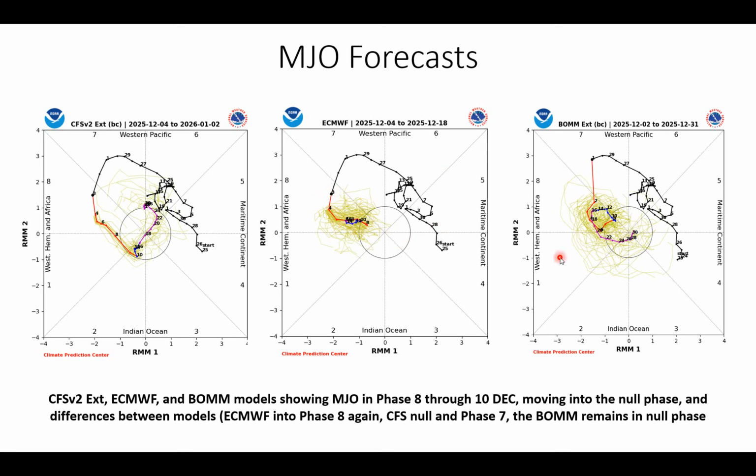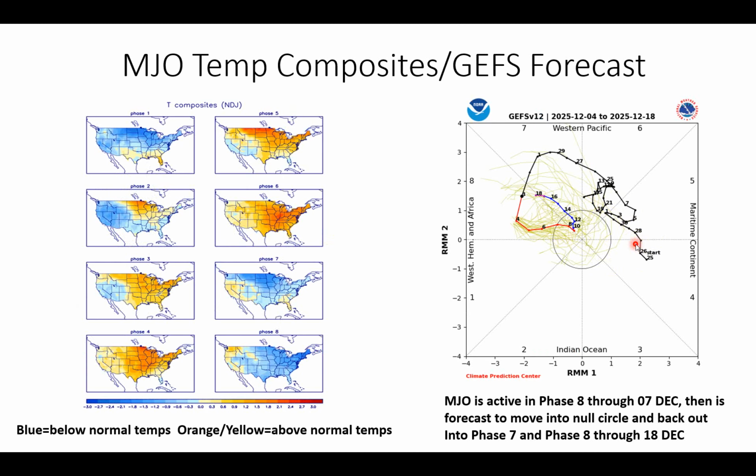And then over on the right-hand side, we see the BOM, the Bureau of Meteorology model from the Australian Bureau of Meteorology. This is a bias-corrected extended model of the BOM going out through New Year's Eve, 12/31, showing the MJO in phase 8 today, and then looping around between the null phase and phase 8 for quite some time before it moves down into the null area, the center of the diagram, from the 22nd to the 31st of December. So there are differences in the modeling, and we expect that.